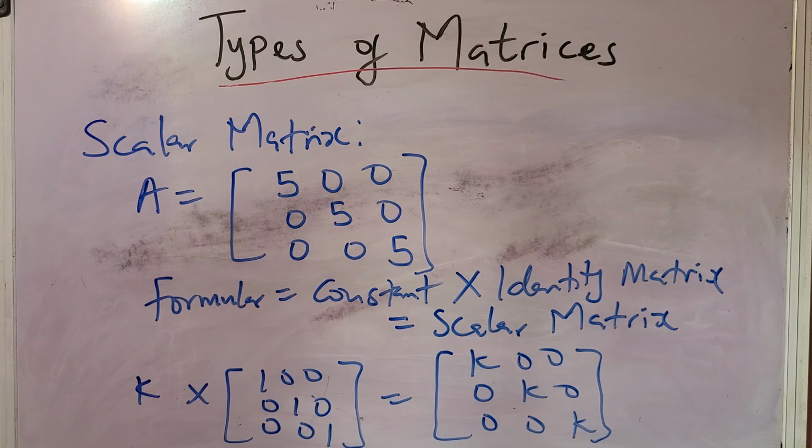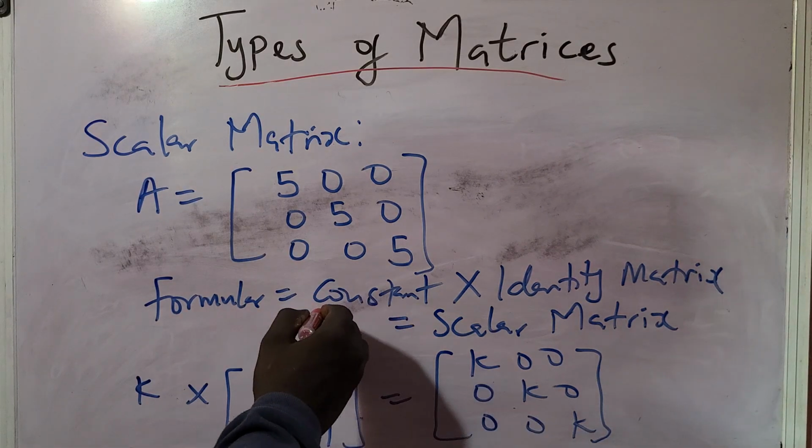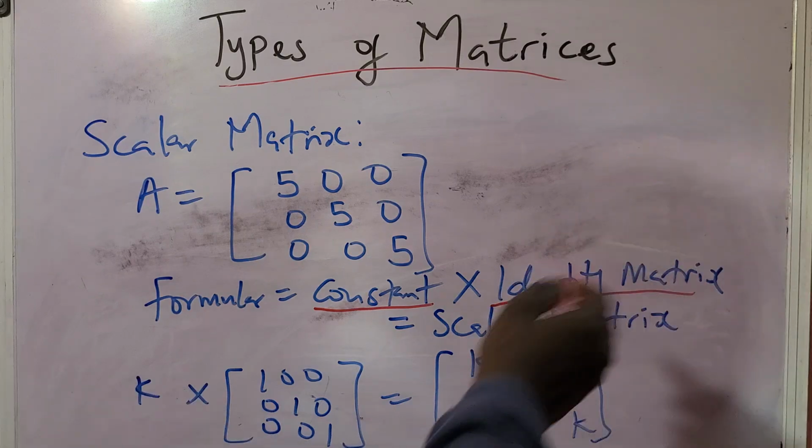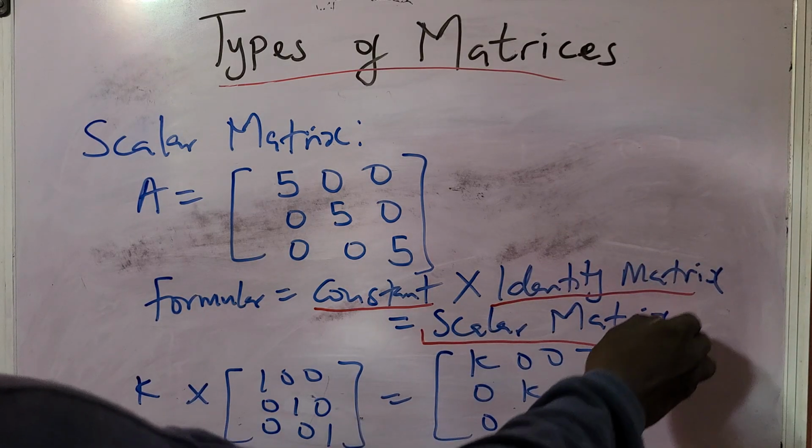So you can see our matrix A now. Every element in the leading diagonal is 5. That means the scalar right here is 5. So this is a scalar matrix where we have the element 5 as the element in the leading diagonal. And the formula we use to get a scalar matrix is that we have a constant, which is what we call the scalar, multiplied by an identity matrix. That's what will be the resultant of a scalar matrix.